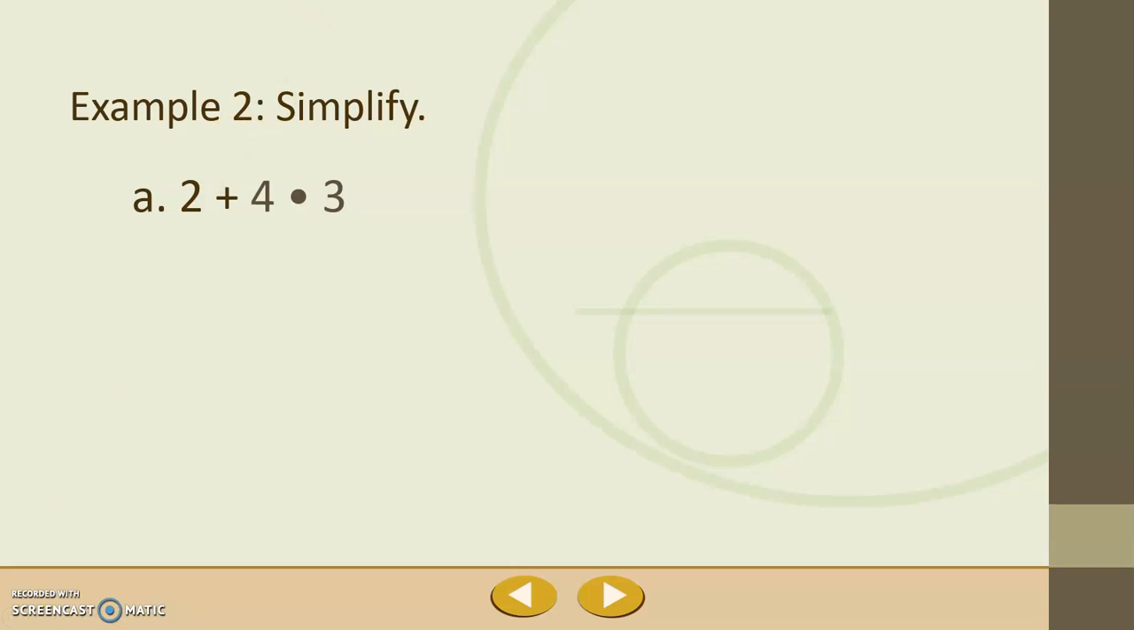We want to simplify this term, and we're going to do that by order of operations. We have 2 plus 4 times 3. A lot of times that dot is used for multiplication, so it doesn't get confused with an x. Using our order of operations, we don't have any parentheses or exponents, but we have some multiplication. 4 times 3 is 12. That leaves us with 2 plus 12. And according to our order of operations, we can now add and subtract, which gets us to 14.